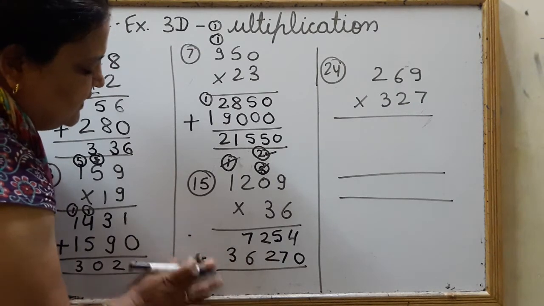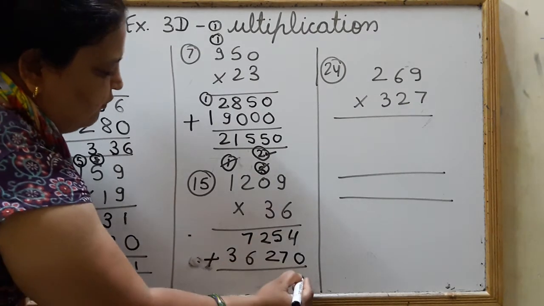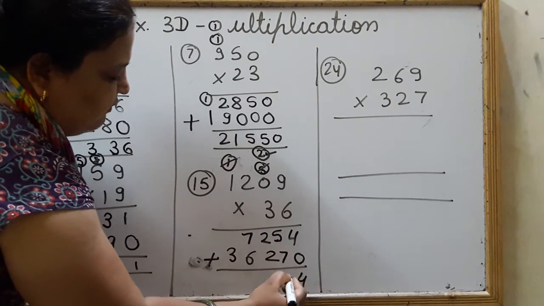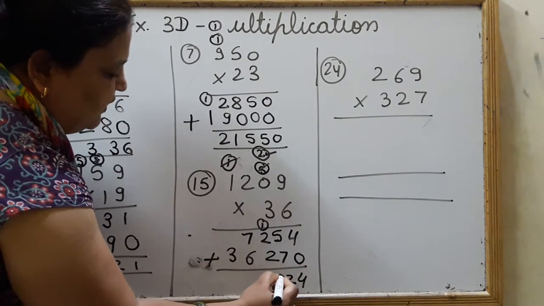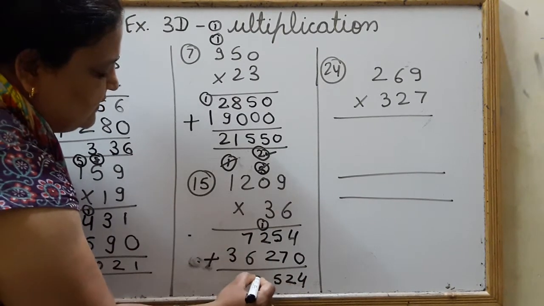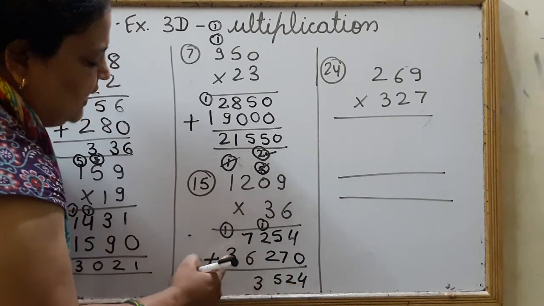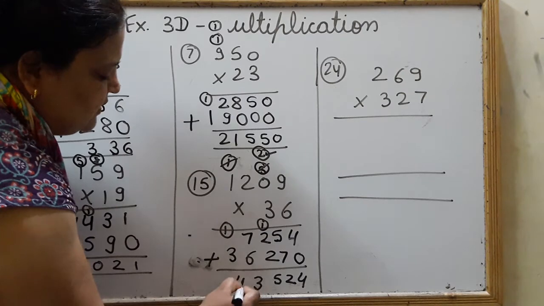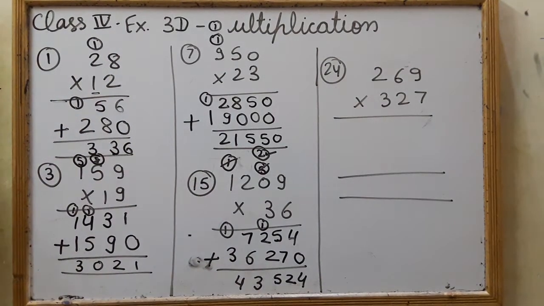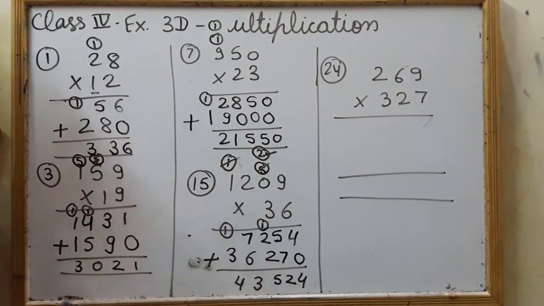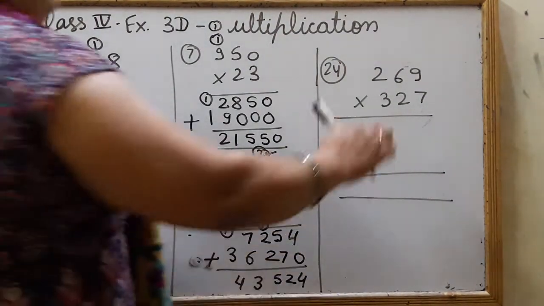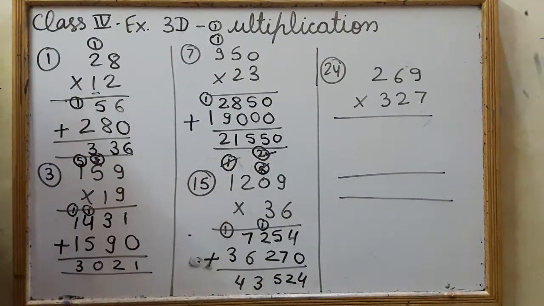Now we will add these together. 4, 5 and 7, 12, 1 carry, 2 and 2, 4 plus 1, 5, 7 plus 6 is 13, 1 carry, 1 and 3 is 4. This is our answer. Isn't it easy, beta? The same way we multiplied the 3 numbers, we will multiply the 4 numbers. Okay. Now with a 3-digit number.